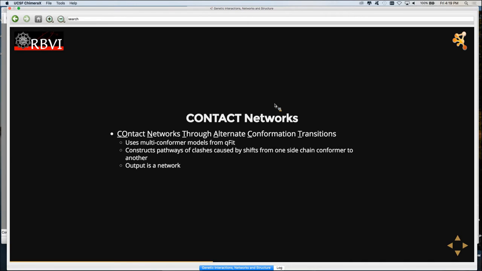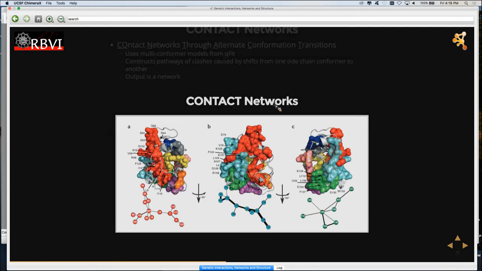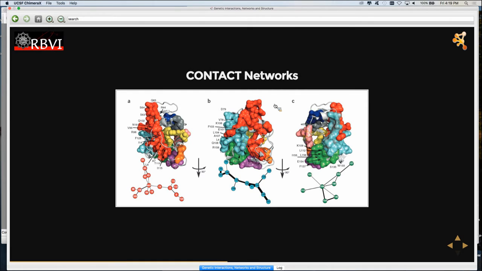If it clashes, great. I'm going to add that to my network. And now I'm going to start moving this residue, the alternative locations for this residue, around and find where it clashes. And this way I build out a network of these clashes. And it looks something like this. You can see in this example that you've got this whole area in red that's represented by this network that the clashes will walk their way through.